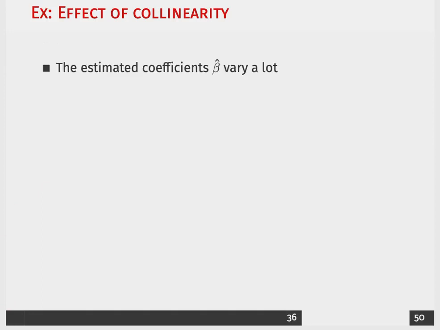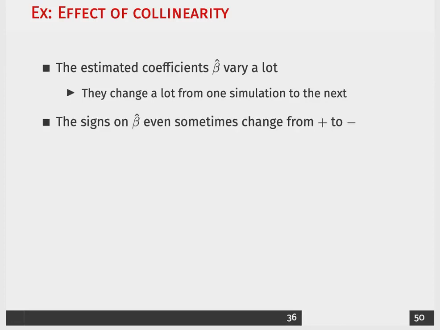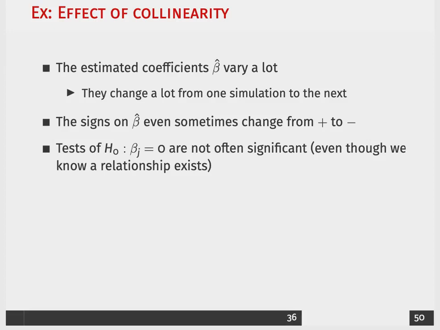So again, what we can see is that collinearity is going to really affect the estimates of our betas. It's going to induce biasedness and unreliability. So not only will the betas change from one simulation to the next, they're going to change from positive to negative probably, and again, like I said, it's going to change the reliability of our estimates.